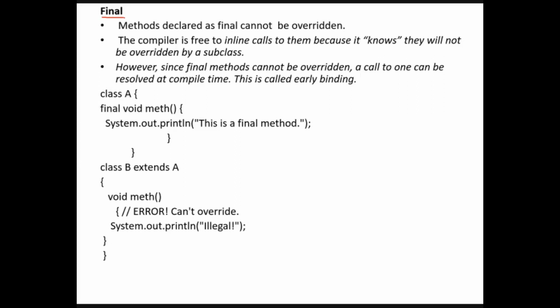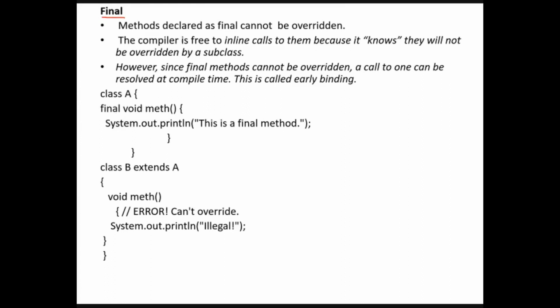Now, can I make the same method both abstract and final? If a method is abstract, I always have to override it. Final means if you make a method final, I cannot override it. So I cannot use both keywords on the same method. A method cannot be both abstract and final.